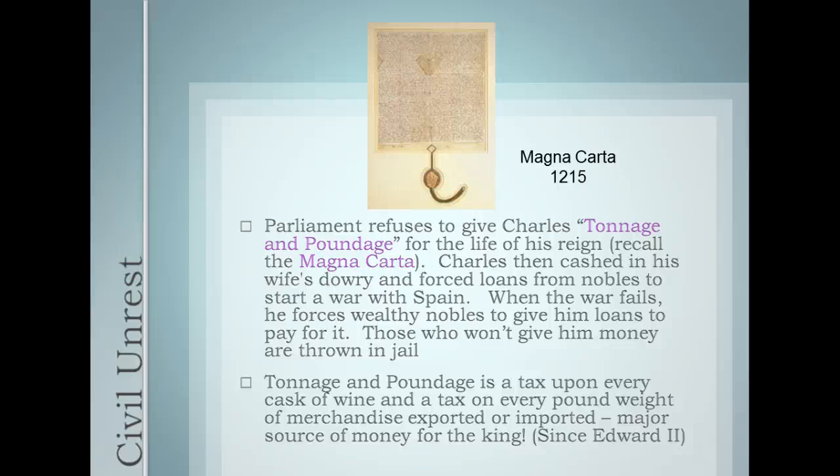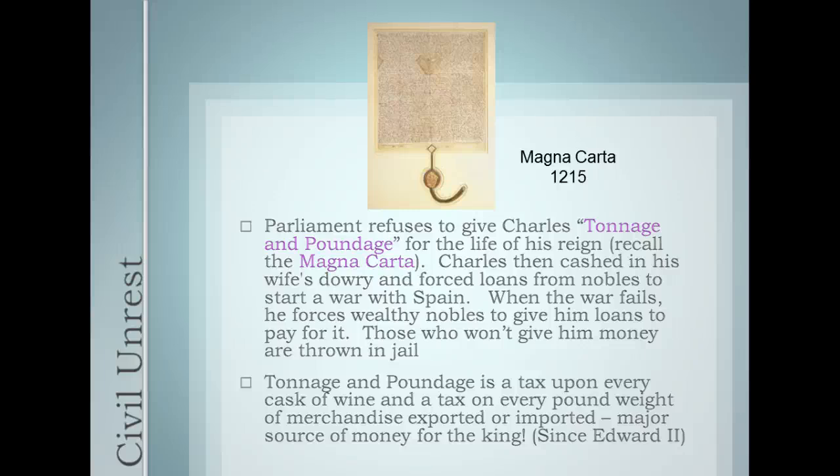So in order to get money, and all of the financial parts on the business side are controlled by Parliament. If you're going to tax people, they have to have representation. No taxation without representation should sound familiar. So he has to ask Parliament for money. And Parliament's going to refuse to give him something that had been given to the kings for centuries, and that's called tonnage and poundage. It's a tax upon every cask of wine and on every pound weight that is merchandise that is exported or imported.